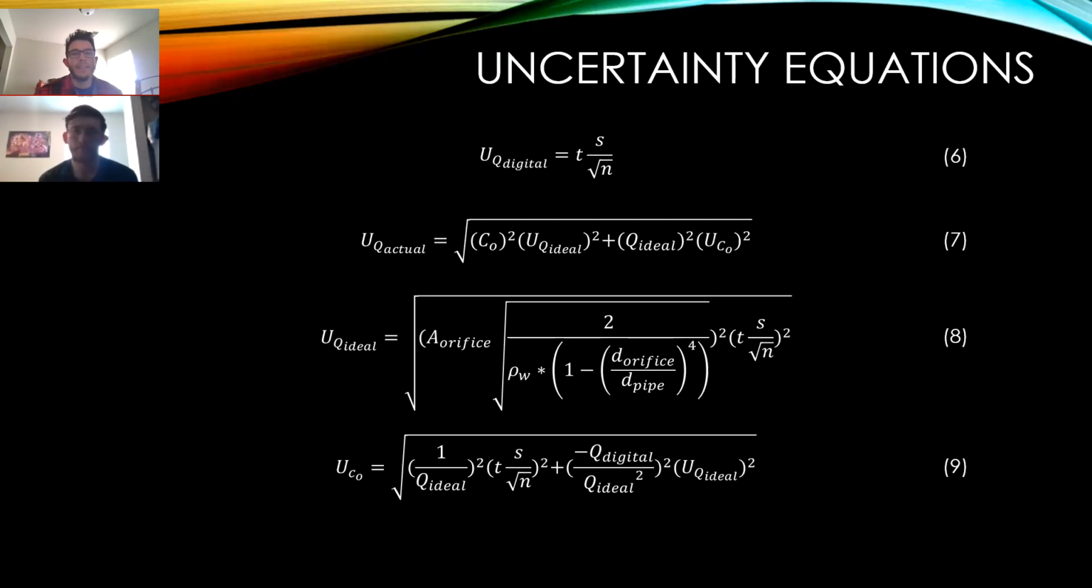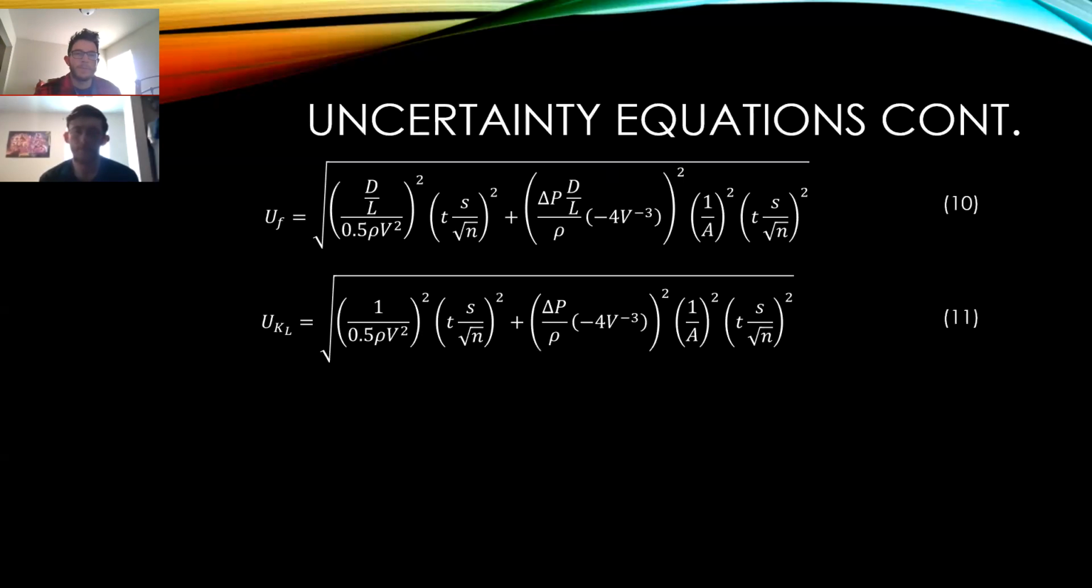Now for some uncertainty. The uncertainty of the digital flow meter is just a randomized student t-test. Then we jump into the Q actual, which is a fairly complicated equation, which breaks down using the Q ideal and the orifice coefficient uncertainty equations as well. That's what those look like. Now JT is going to talk to you about the friction factor and the K_L uncertainties.